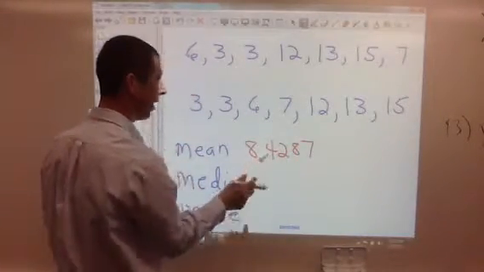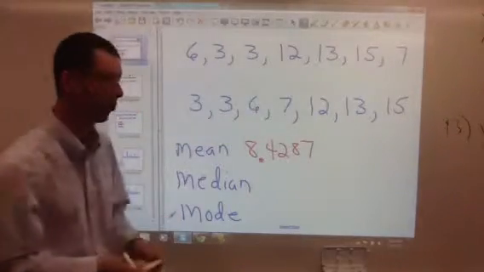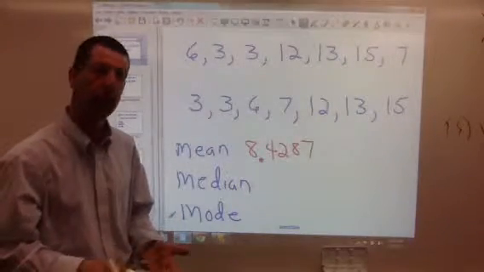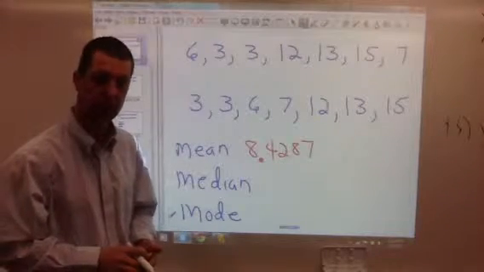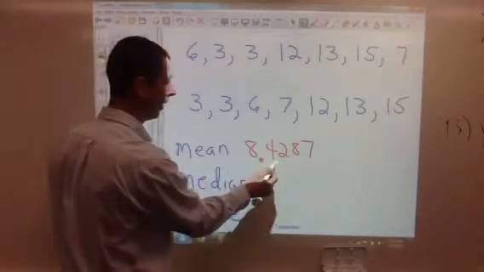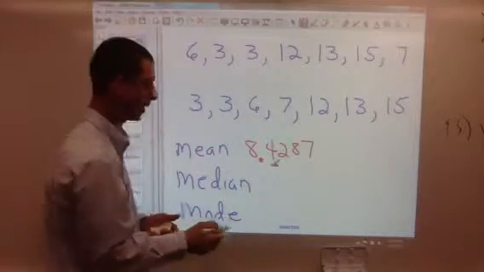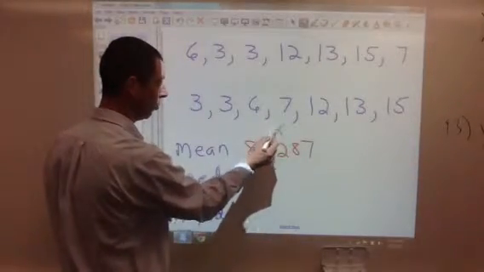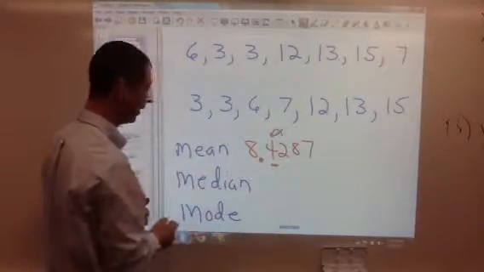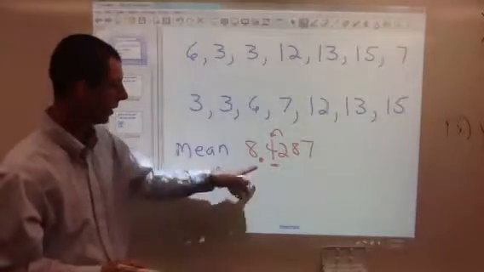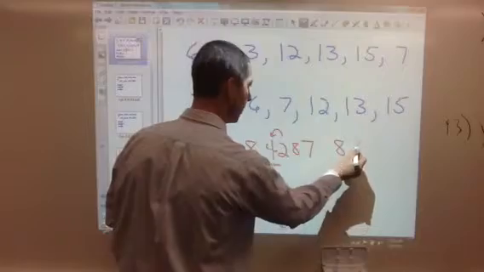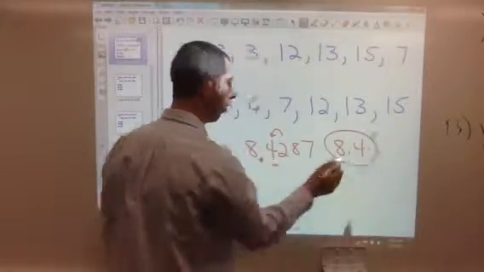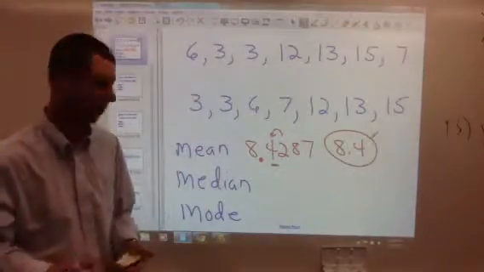Now, in the directions, generally it's going to ask you to round to a certain place value. For this case, let's round it to the nearest tenth. The nearest tenth would be one place past the decimal. So the 2 tells me to leave the 4 alone. So this is going to round to 8.4. Our mean here is going to be 8.4, rounded to the nearest tenth.